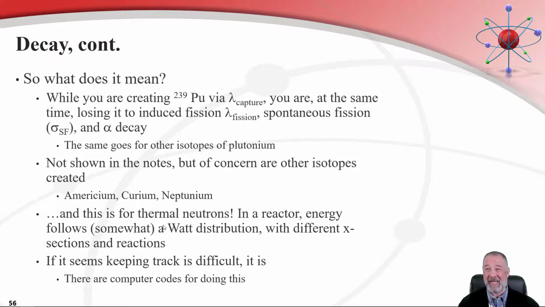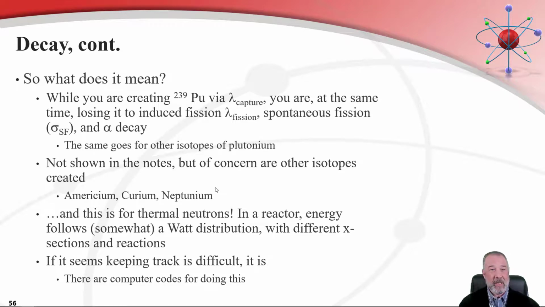So again, what does it all mean? Well, as I said before, it means that if you're trying to produce plutonium in a high neutron flux environment like a reactor, you're going to produce the plutonium-239 that you want, but at the same time, it's going to fission, so you're going to lose some of it that way, and then it's going to turn into some other isotopes, so you're going to lose it that way as well. So at the same time that you're producing it, you're losing it.